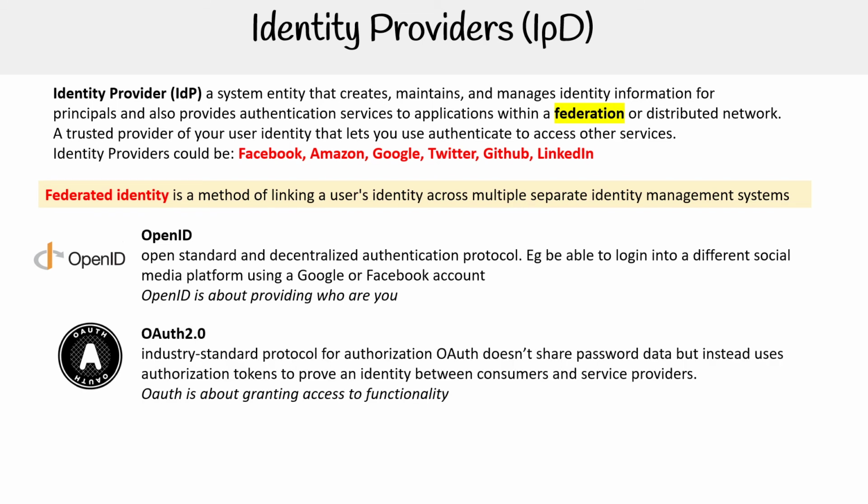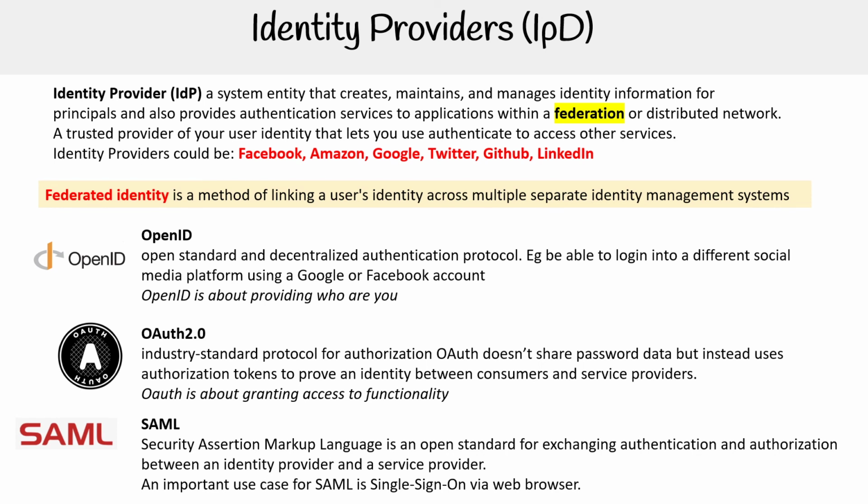OAuth 2.0 is an industry standard protocol for authorization. OAuth doesn't share your password data, but instead uses authorization tokens to prove an identity between the consumer and service provider. And so OAuth is about granting access to functionality. So you can use OpenID and OAuth 2.0 together.